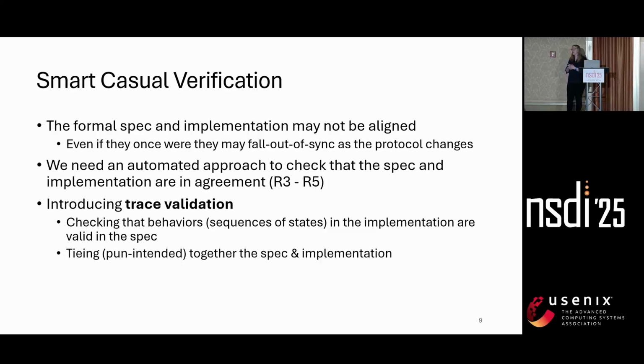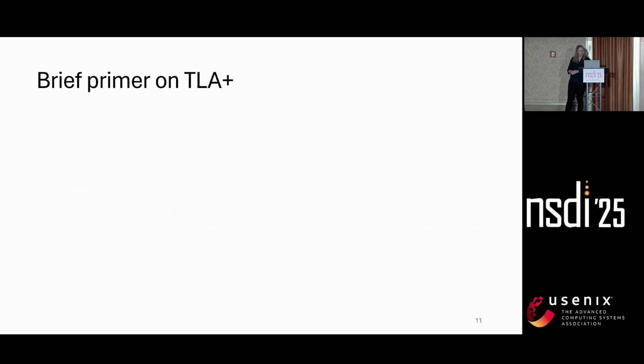So what we needed was an automated approach to check for this alignment. This is where we introduce what we call trace validation, where we get behaviors, which are sequences of states, out of the implementation and check that these behaviors are valid in the formal specification, thereby tying, pun intended, the specification and the implementation together.